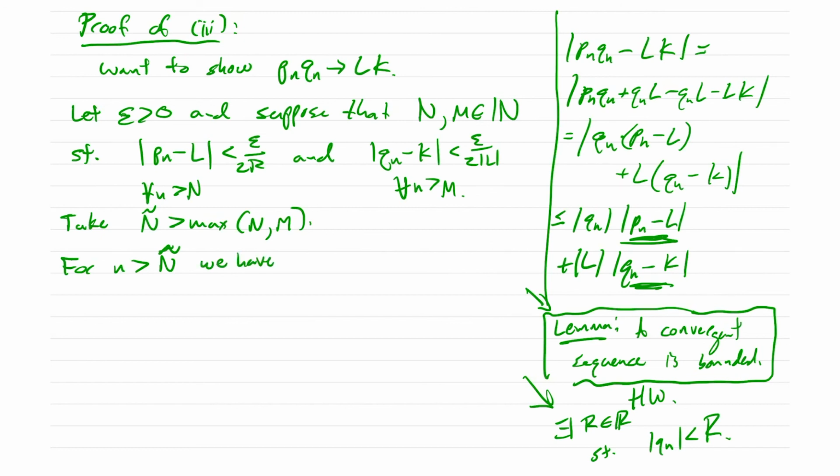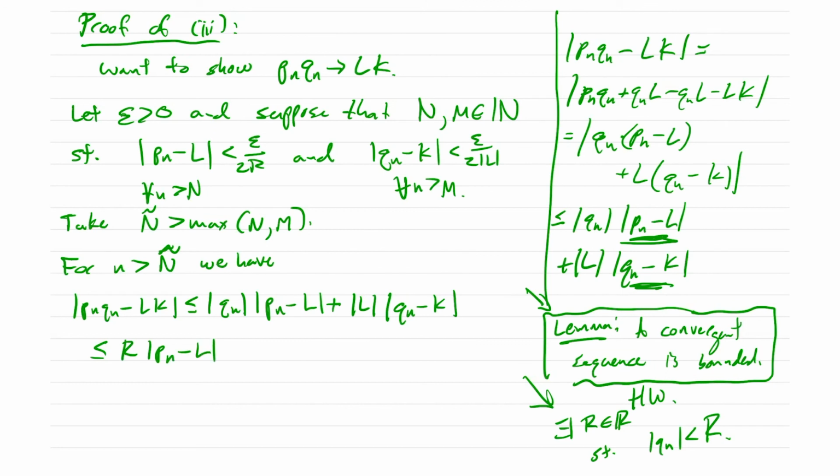we have what? We're going to start off with what I said before. We're going to have the absolute value of Pn Qn minus LK. And I told you before that we can then break this down into Qn times the absolute value of Pn minus L plus the absolute value of L times the absolute value of Qn minus K. And that's those terms on the right-hand side. Now, if Qn is bounded by R, then I have R times the absolute value of Pn minus L plus the absolute value of L times the absolute value of Qn minus K.